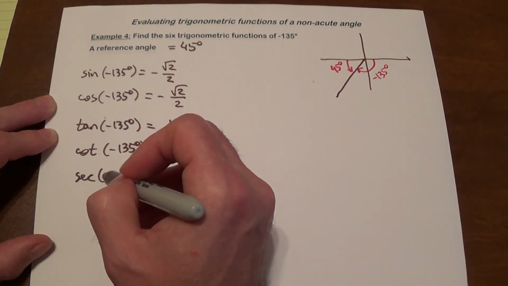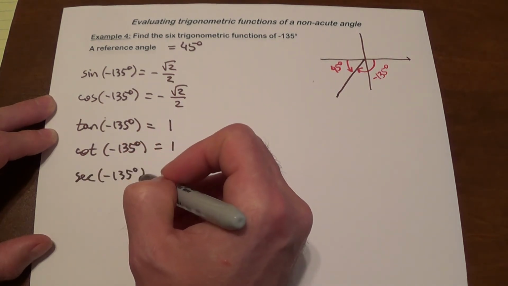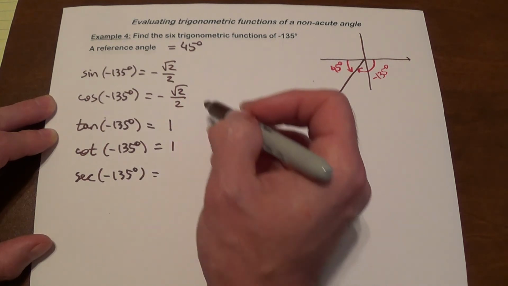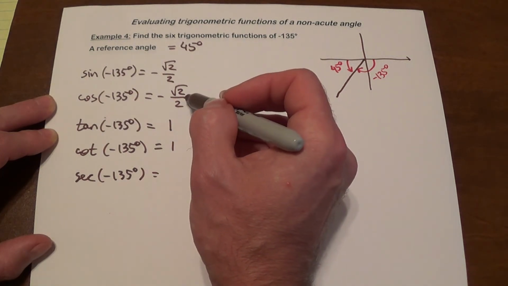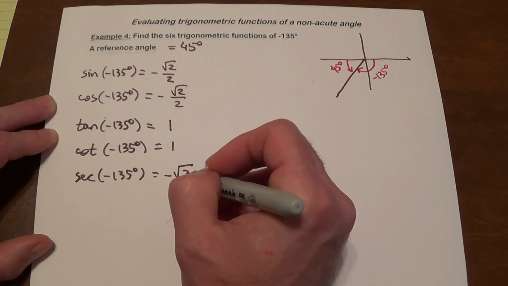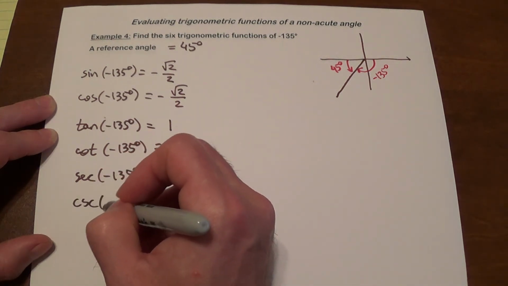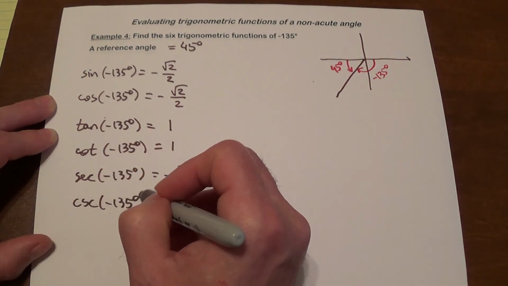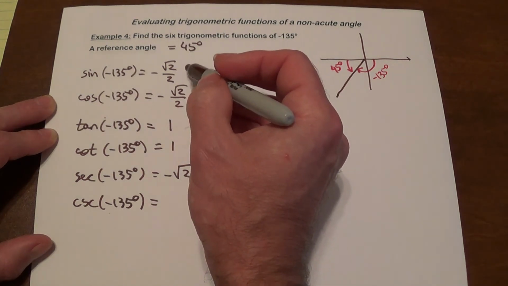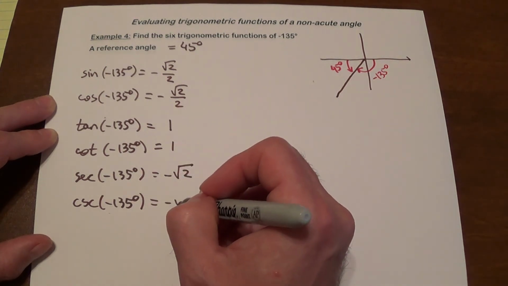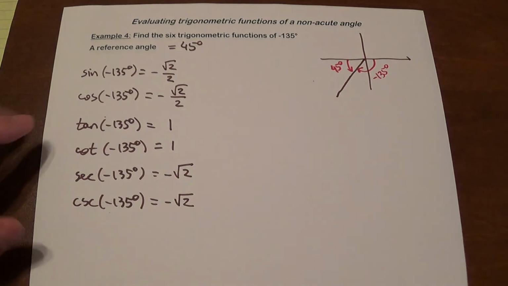Secant of a negative 135 degree angle is going to be the reciprocal of cosine, which is going to give you negative square root of 2. And cosecant of negative 135 degrees is going to be the reciprocal of sine, which is also going to give you negative square root of 2.